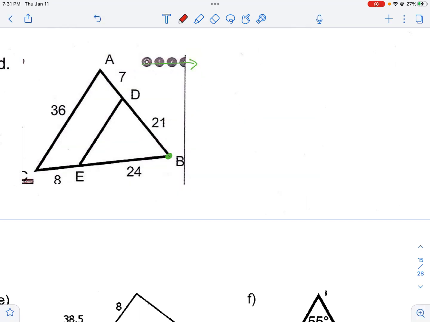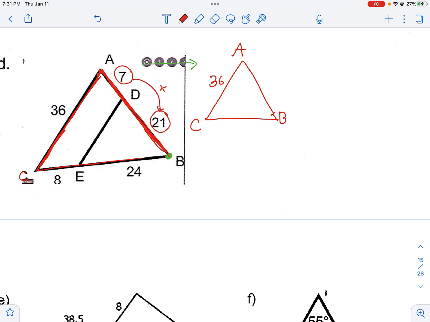For example, I'm going to take triangle ABC, and I'm going to redraw that triangle right over here and label it. Here's my A, here's my B, and here's my C. And now let's label the sides. AC is 36. AB is the combination of 7 plus 21, so AB is actually 28. If I'm looking at BC down at the bottom, BC is the combination of these two, so BC is 32. So looking at the big red triangle, those are my three sides.